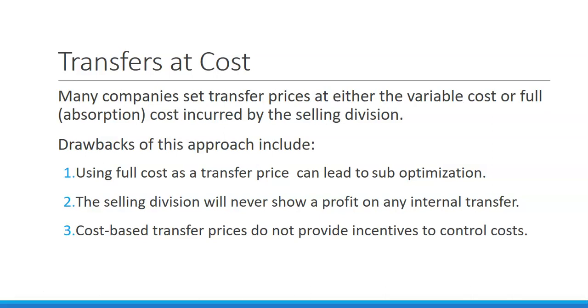Many companies set the transfer prices at either the variable cost or the full absorption cost incurred by the selling division. The drawbacks of this approach mean that the selling division never shows a profit on any internal transfer, and there's no incentive to control costs within the organization. If there's a little bit of a profit markup for the second division that is still less than market, then there's still an incentive for the selling division.